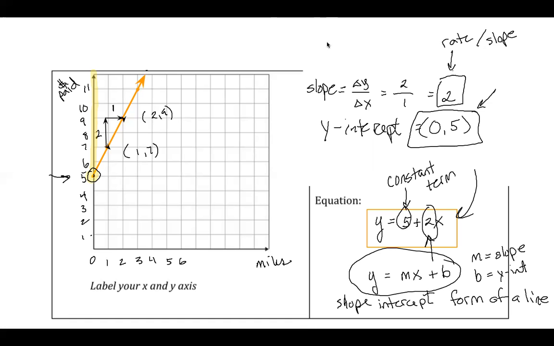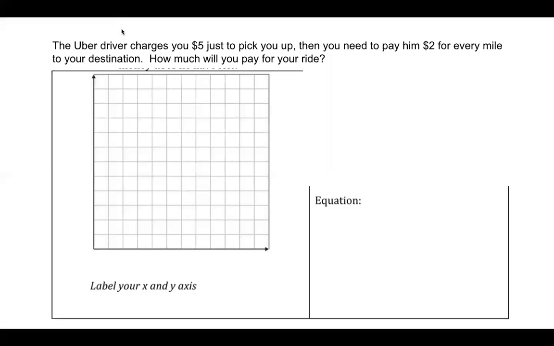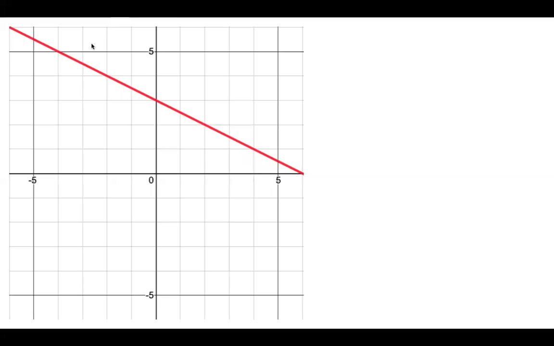But I'm going to use it right now to find the equation of this line. If I can find the slope of this line, and I can find the y-intercept of this line, I can use y equals mx plus b to find the equation of this line, right? All I need to know is what's the slope and what is the y-intercept.